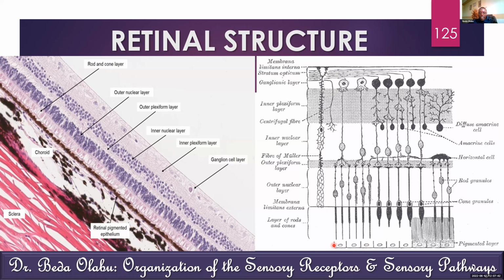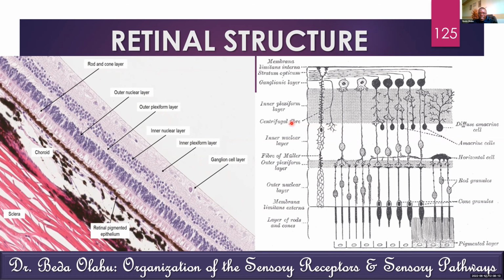If this one here is the pigment epithelium, then this is the photoreceptor layer, processes of rods and cones. This is the outer nuclear layer containing cell bodies of rods and cones. This is the outer plexiform layer, layer 5, synapse between photoreceptors and bipolar neurons. Layer 6, inner nuclear layer containing cell bodies of 4 different types of cells.